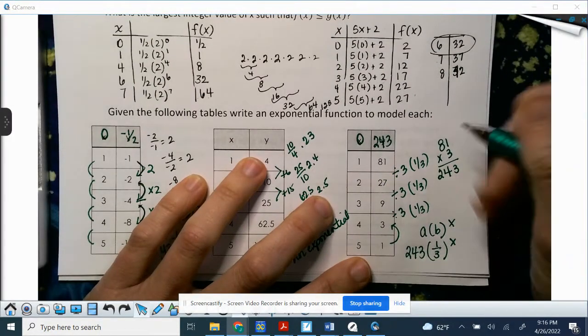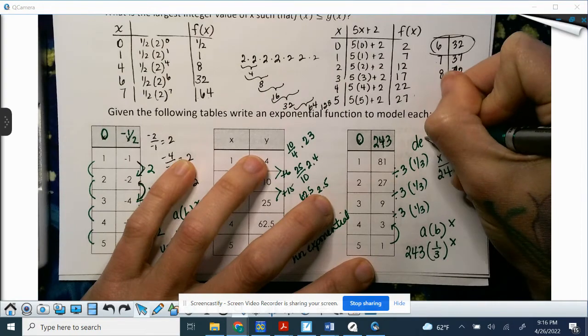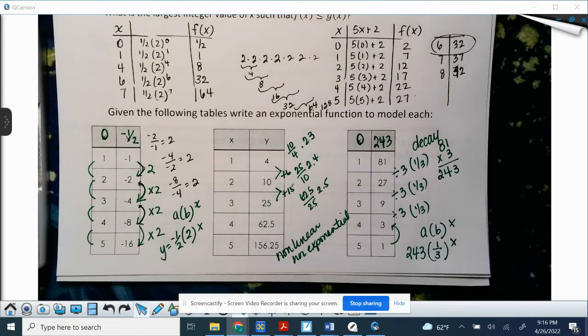And this is a decay function because you see the y values going down as the x values increase. So that's a decay function. So when you multiply by a fraction or divide as you're going down the table, or as the x values are increasing, that is going to be a decay function.